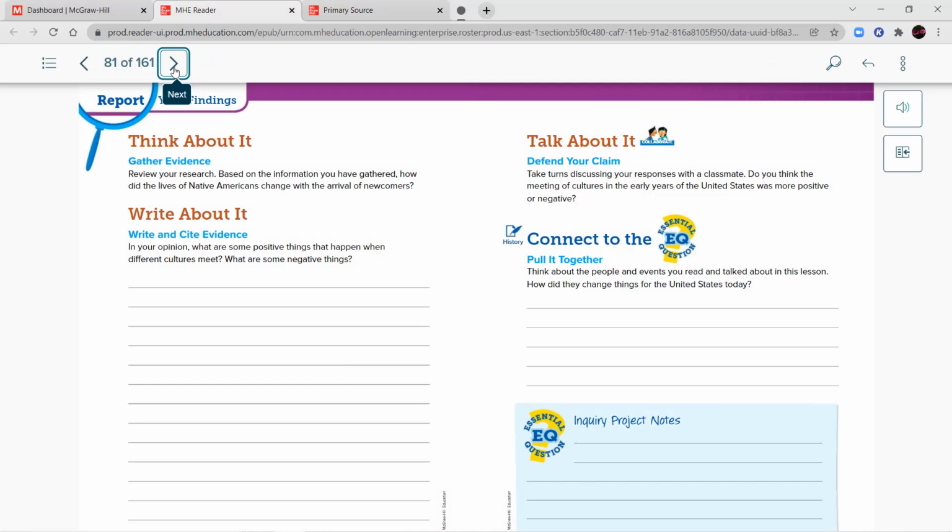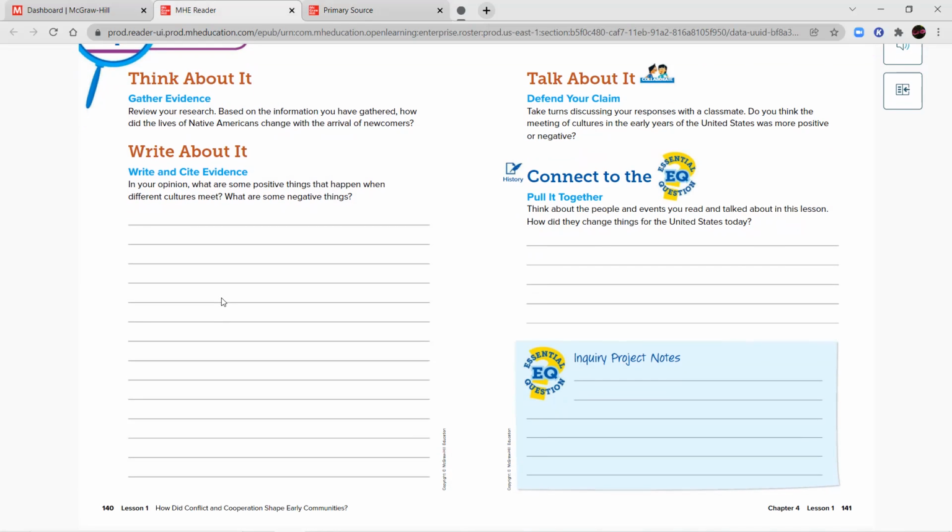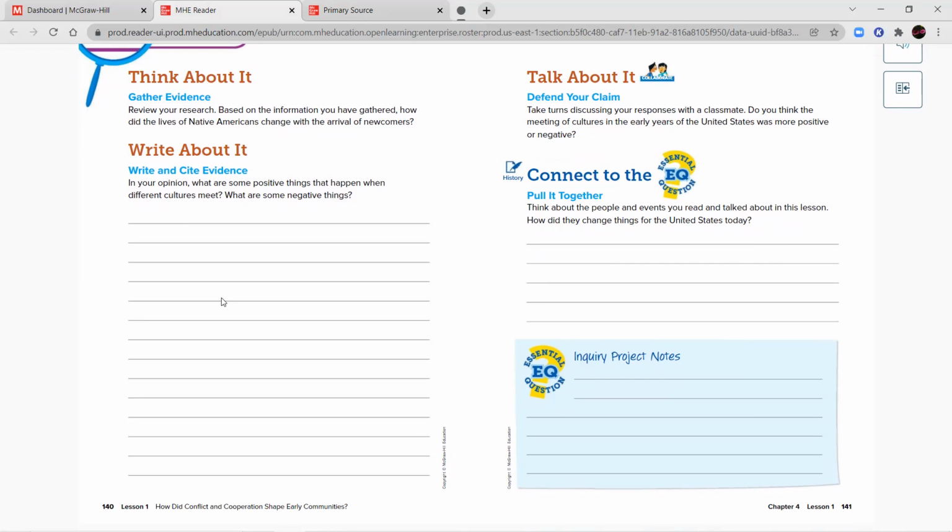Then we're going to go ahead and take a look at our writing section. Where it says write and cite evidence, in your opinion, what are some positive things that happen when different cultures meet? And what are some negative things? So what are some good things that happen when you have different cultures come and mix together? And what are some bad things?